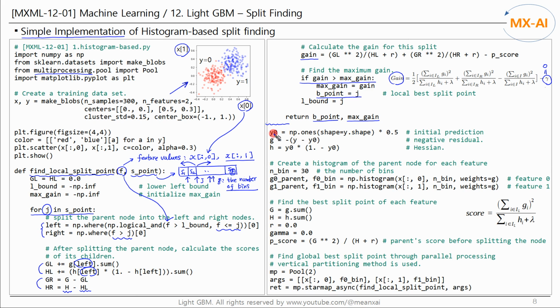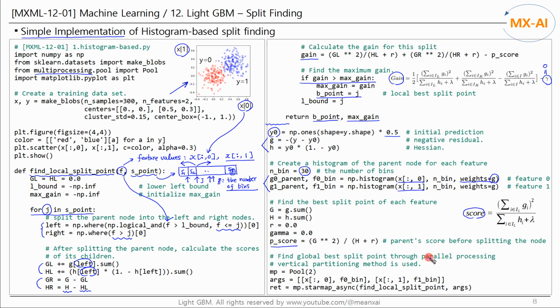Use 0.5 as the initial prediction. Calculate G and H for the root node. And create the histogram for the root node. The number of bins is set to 30. Create histograms for the feature 0 and the feature 1, respectively. The weights parameter is set to G. We then use this formula to calculate the score of the parent node.